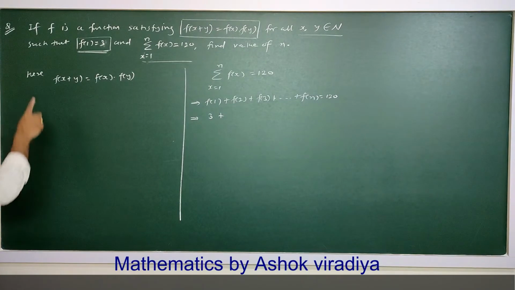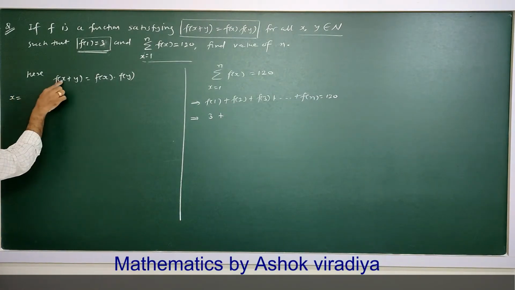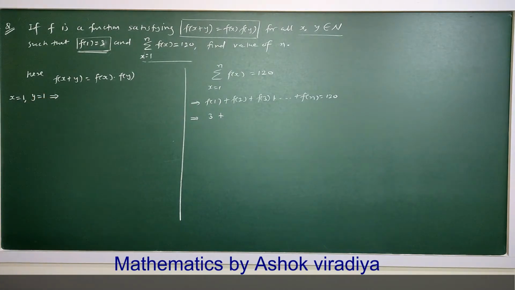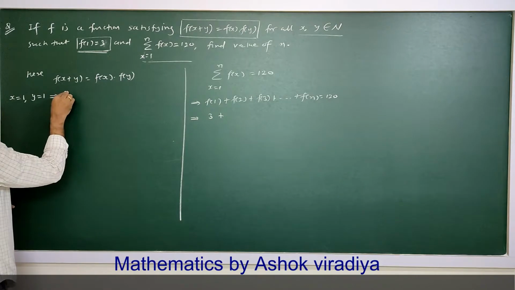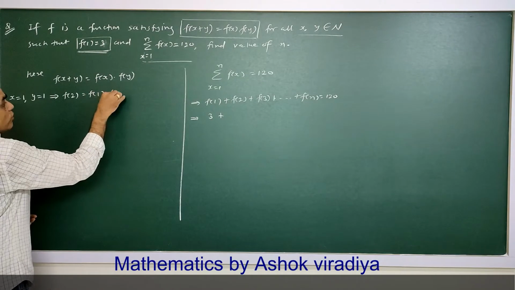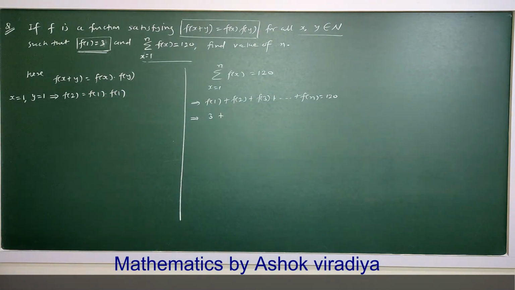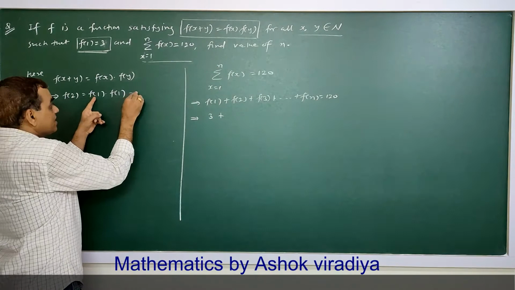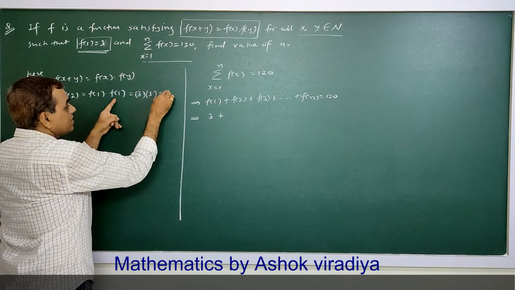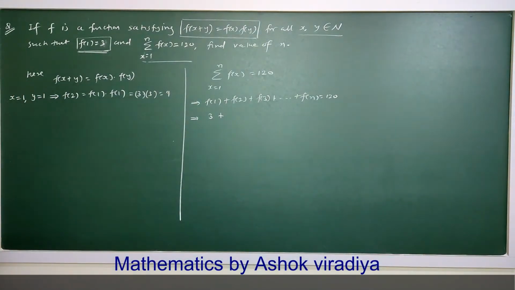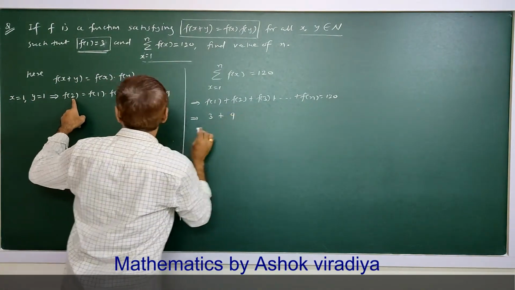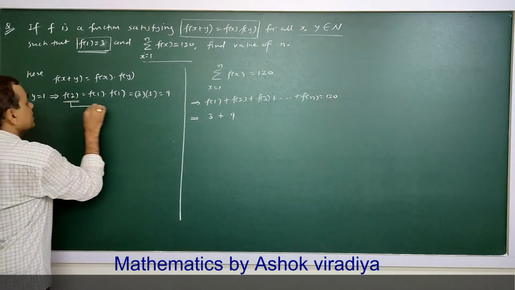So what we do, in this equation we put x equal to 1, y equal to 1. Putting x1, y1, so this will be f of 2 equal to f of 1 into f of 1. F of 1 is 3, so 3 into 3, so this is 9. So this value f of 2 is 9.